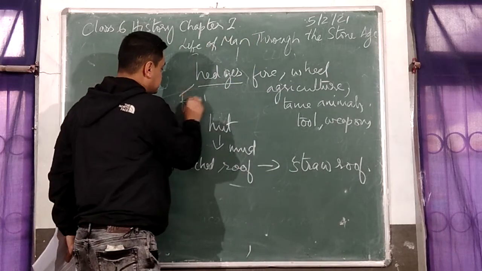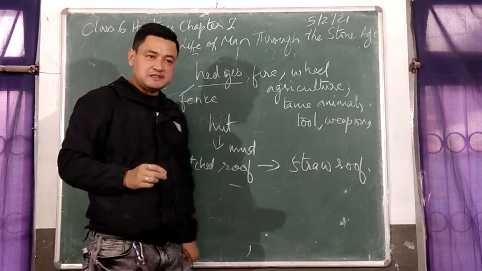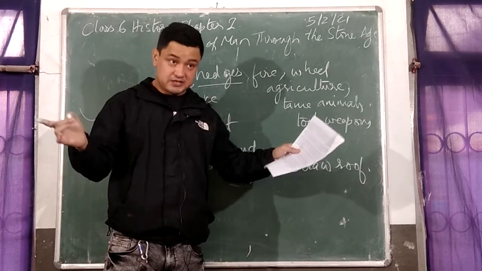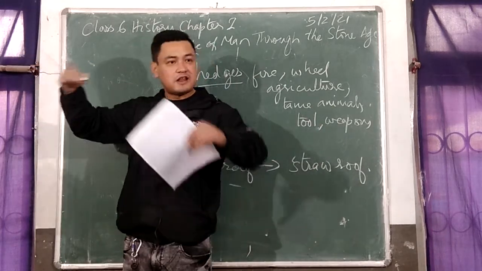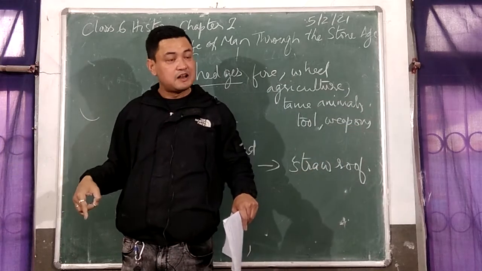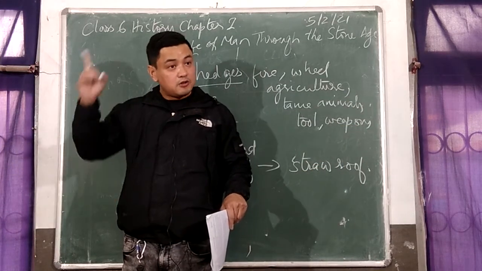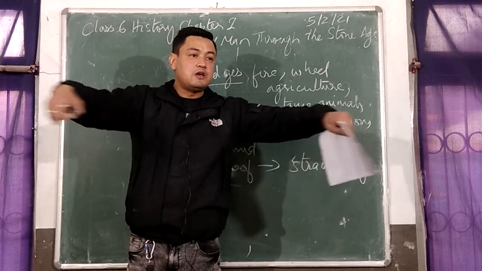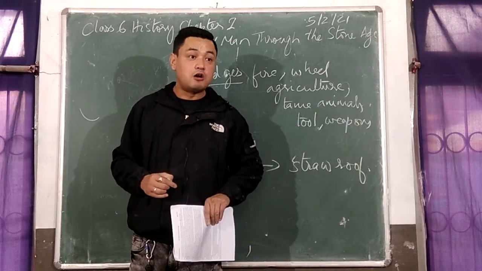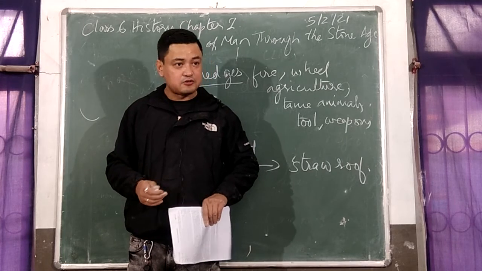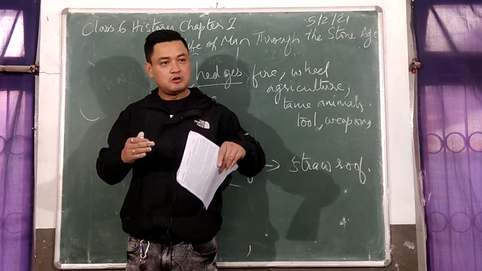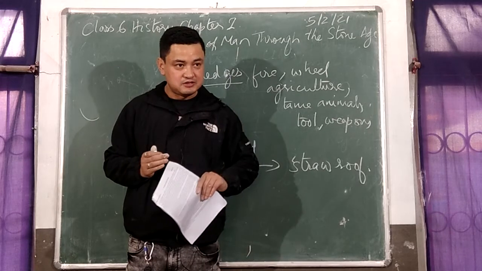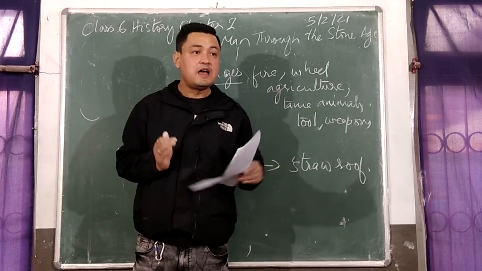So what is a hedge? Hedge means a fence. Today we have fences made of walls, made of cement. If you go outside, Rockman Academy also has a fence made of cement. But in the olden times, people used to make fences with bushes and shrubs or trees, etc., to protect their house and family from wild animals.